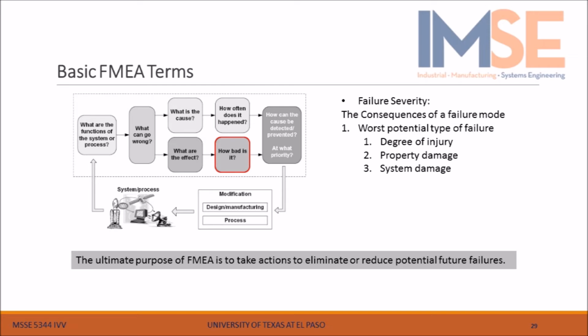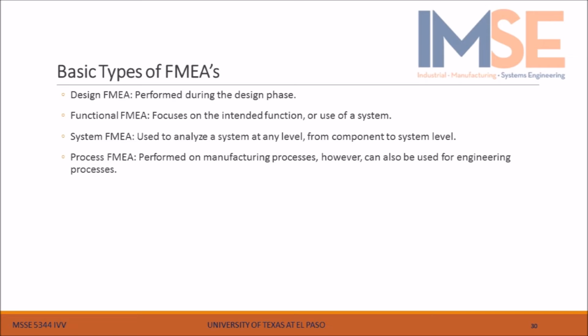Worst potential types of failures are 1. The degree of injury, 2. Property damage, 3. System damage. The ultimate purpose of FMEA is to take actions to eliminate or reduce potential future failures. Basic types of FMEAs. There are 4 basic FMEAs. 1. Design, which is performed during the design phase. 2. Functional, which focuses on the intended function or use of a system. 3. System FMEA is used to analyze a system at any level from component to system level. And 4. Process, which is performed on manufacturing processes, however, can also be used on engineering processes.